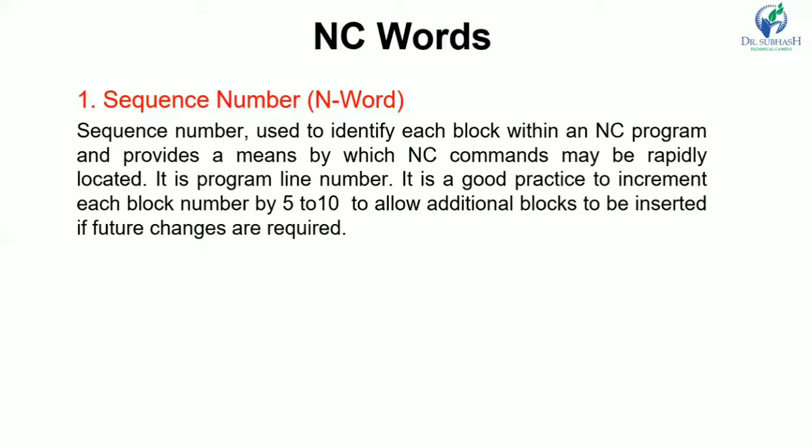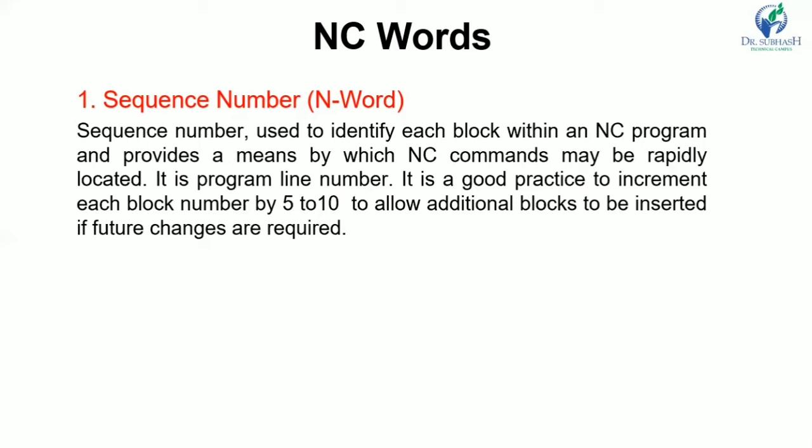The first word in every block is the sequence number. The sequence number is used to identify each block within an NC program, and it provides a means by which NC commands may be rapidly located. So it is a program line number. It is good practice to increment each block number by 5 to 10, to allow additional blocks to be inserted if future changes are required.